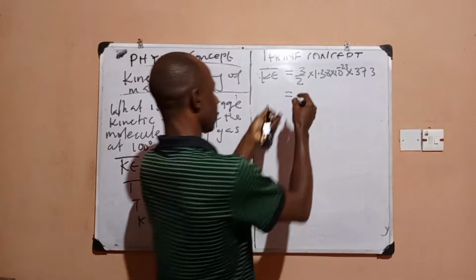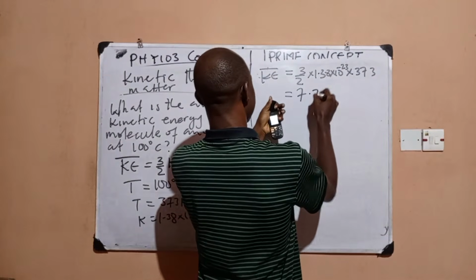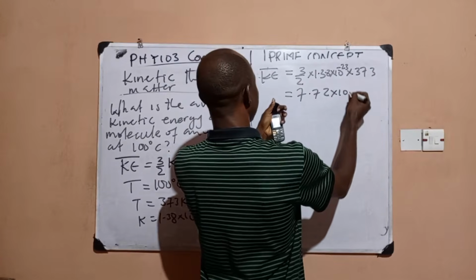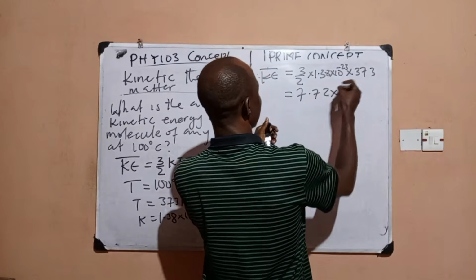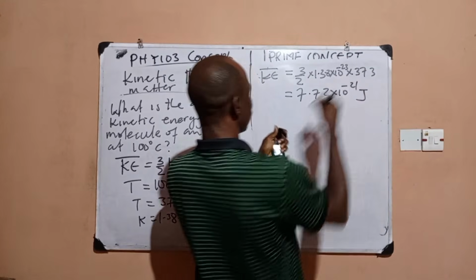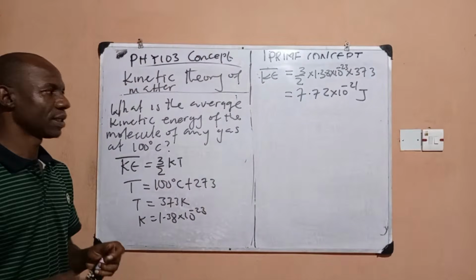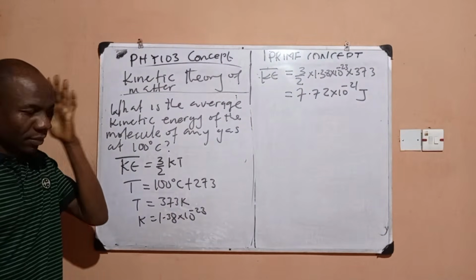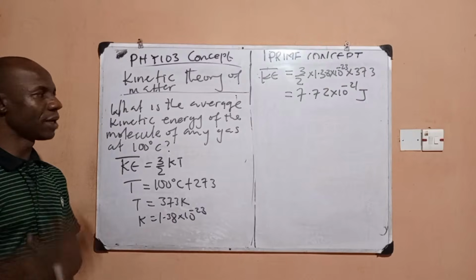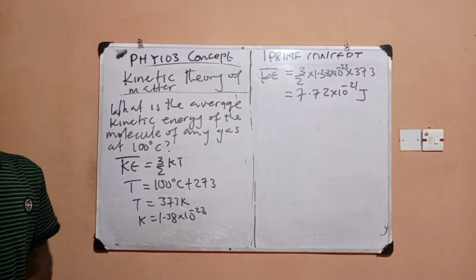So 7.72 times 10 to the power minus 21 joules. So that is the answer. I believe Divine Praise got it. I think Shelley also got it.